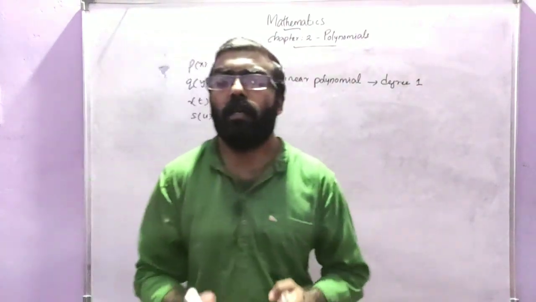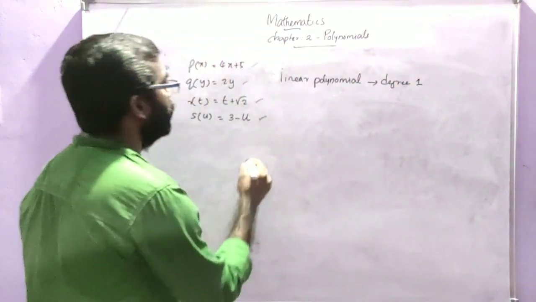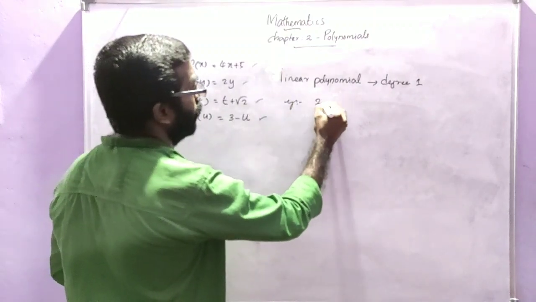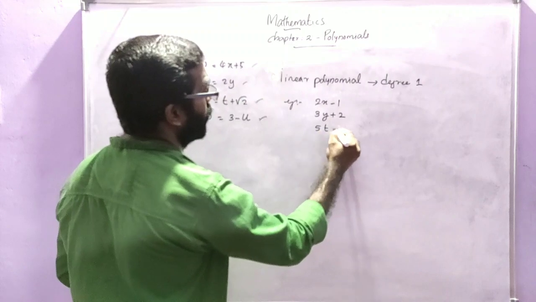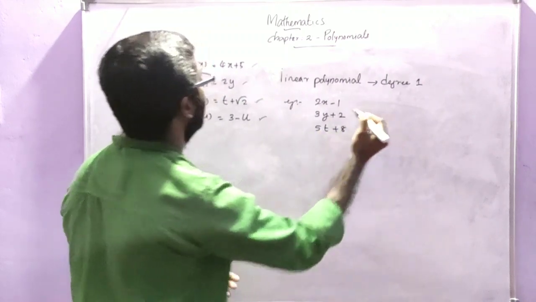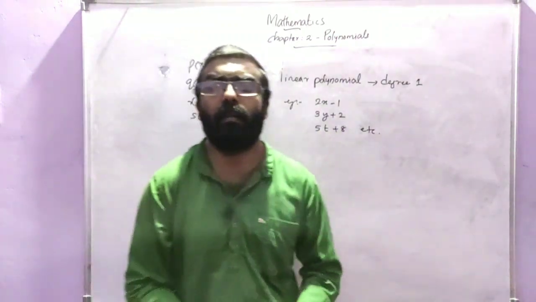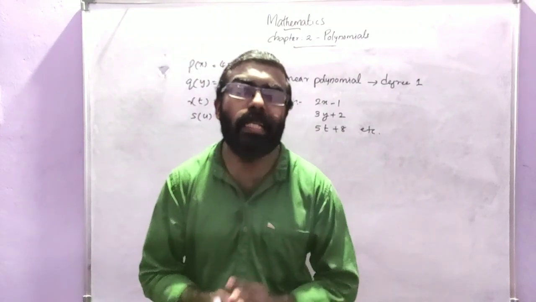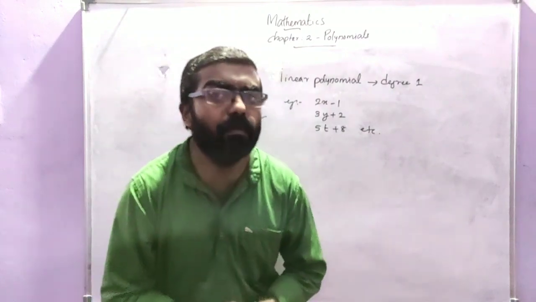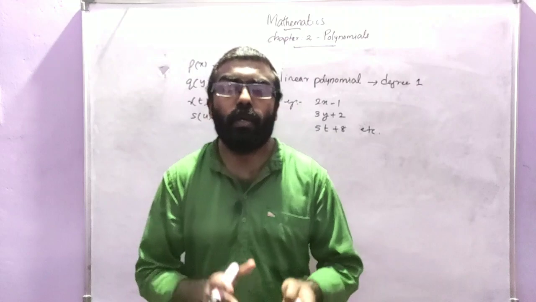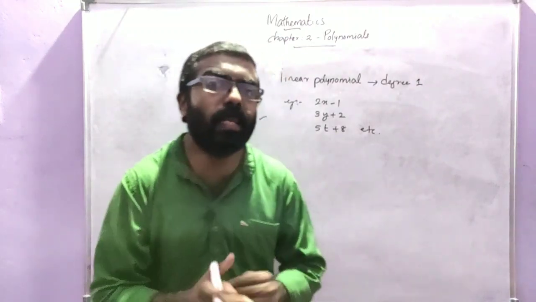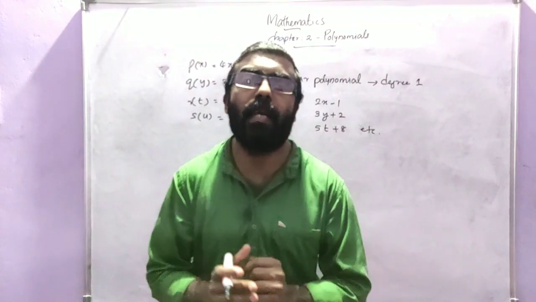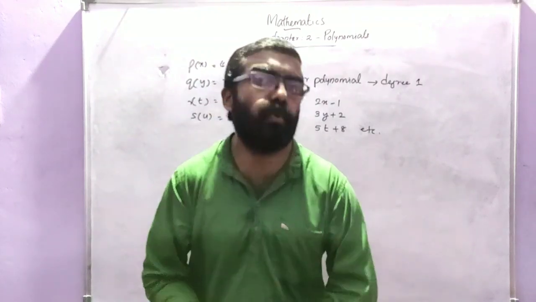Okay. Some more examples are 2x minus 1, 3y plus 2, 5t plus 8, etc. Is that clear? Now try and find a linear polynomial in x with 3 terms. You would not be able to find it because a linear polynomial in x can have at most 2 terms.